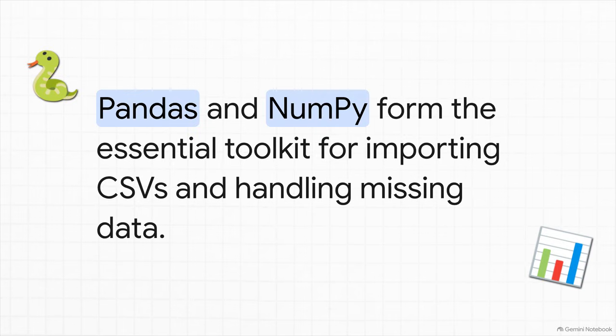Before we can even think about building advanced AI, you must master fundamental Python libraries, specifically pandas for data frames and NumPy for arrays. Think of pandas as a digital spreadsheet on steroids. It lets you import massive CSV files, manipulate rows and columns, and crucially, handle missing values using functions like dropna or fillna. You simply cannot train a neural network on broken data, so this is where your AI journey actually begins.